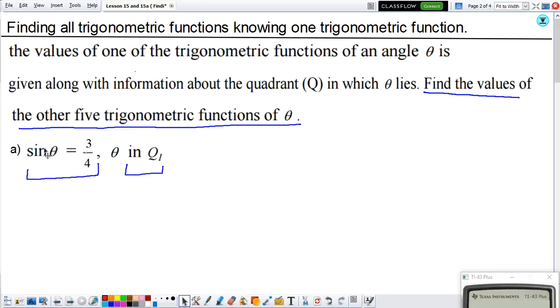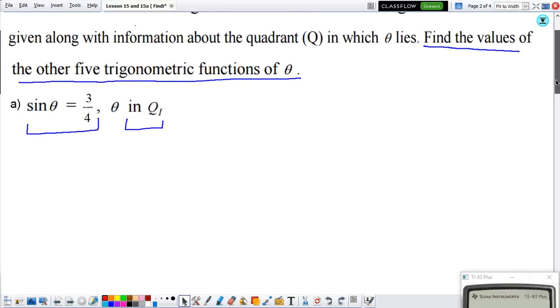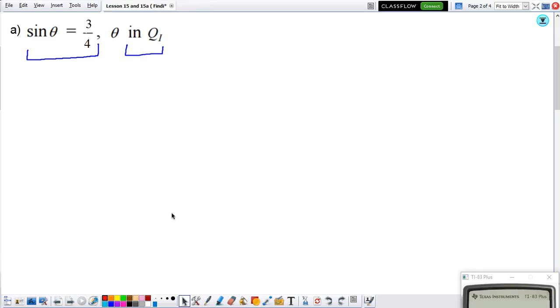So they're giving us sine and where it's located, and we need to find the others. There's a series of steps here. The first thing you want to do is sketch what you've been given. We're talking about quadrants, so we're going to talk about some coordinate points. Let's do our plane. This is your first quadrant, this is your second quadrant, that's your third quadrant, and that's your fourth quadrant. We know our value is in the first quadrant, so we're going to concentrate on what's happening here.